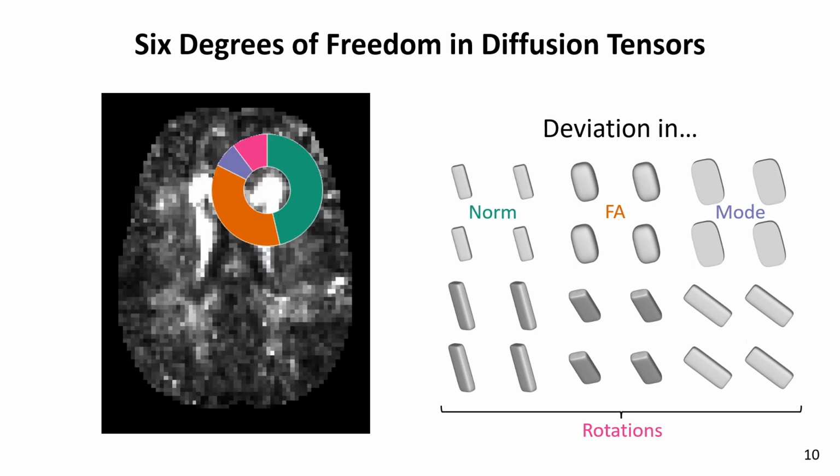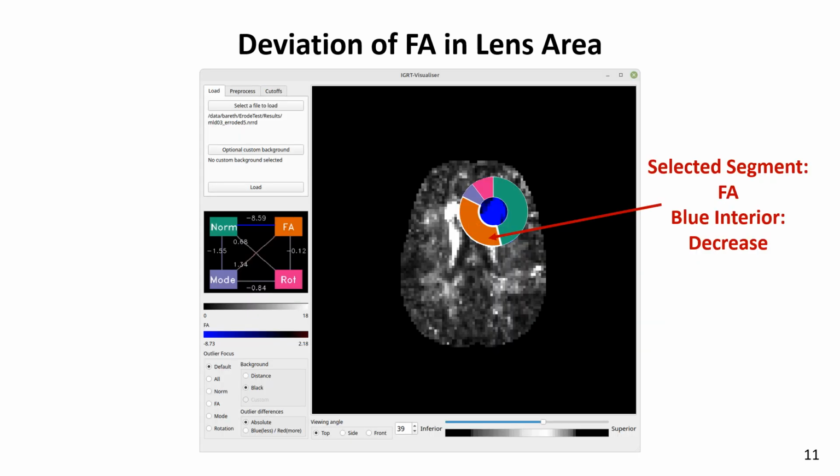In our example, the fact that the green and the orange segments around the lens are the largest indicates that changes in norm and FA contributed most to the region of interest being detected as anomalous. Clicking on one of the segments color codes the respective deviations within the lens area with a diverging color map. In this example, clicking on the orange segment for FA colors the interior blue, which indicates that values are below the normal range in our control group.